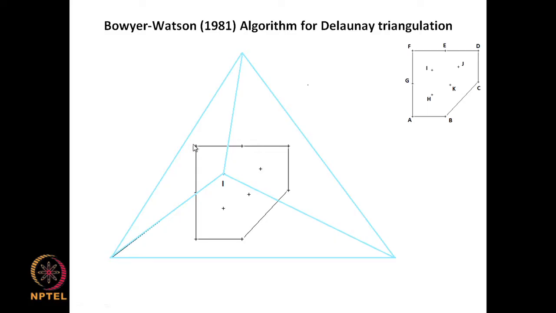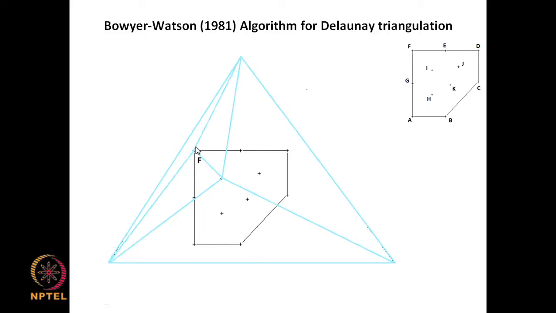So, that means that f falls inside this triangle. Now you join these to make 3 new triangles, and then you remove the old one. So, at this stage you have 1, 2, 3, 4, 5 triangles, the 3 that you originally had plus 2 new ones which are created.